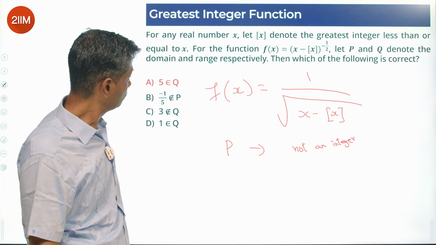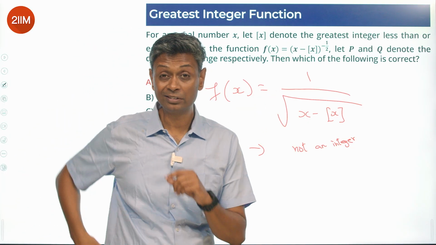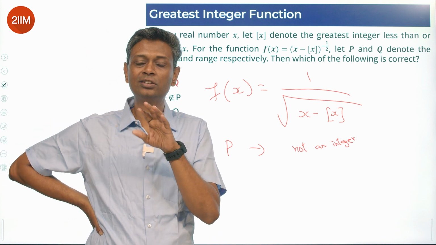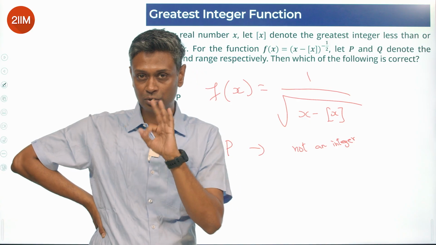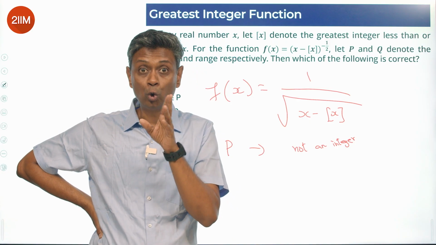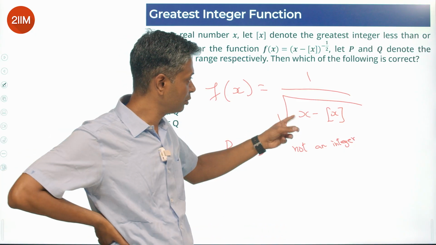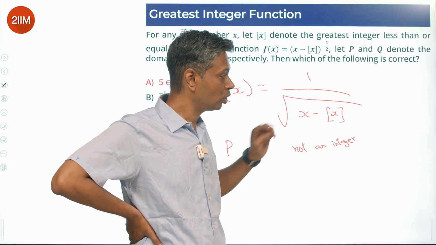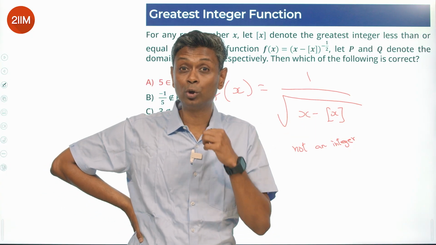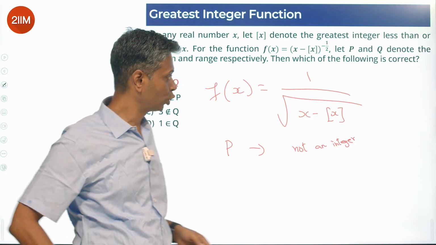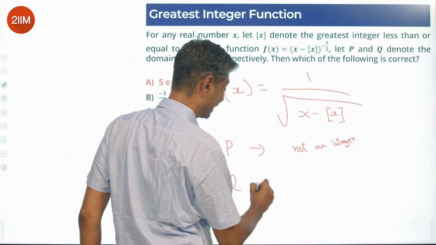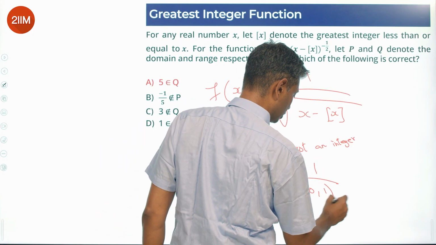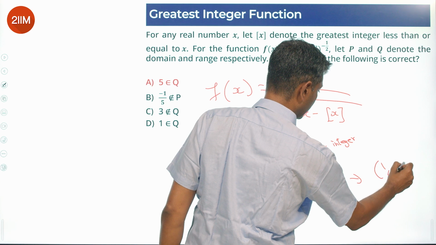Fine. Q: x minus greatest integer of x is a number between 0 and 1. Greatest integer of x is less than or equal to x, so this is positive, but it cannot go to 1. And this number is between 0 and 1. It cannot be 0 also because it doesn't come in the domain. So square root of a number from 0 to 1 will be a number from 0 to 1, positive. So Q, the range, will be 1 by something from 0 to 1, which is basically 1 to infinity.